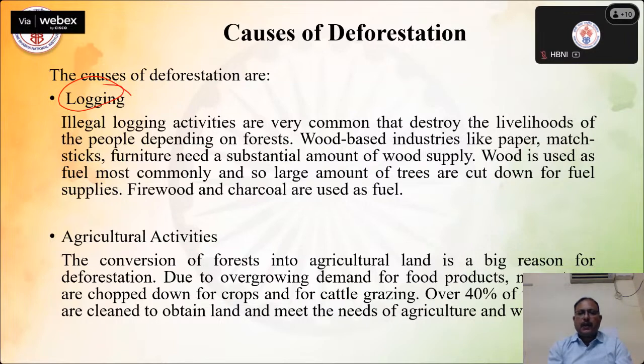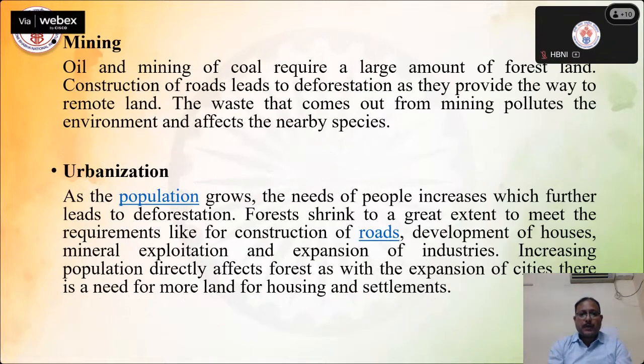Agricultural activities: the conversion of forests into agricultural land is a big reason for deforestation. Due to the growing demand for food products, many trees are chopped down for crops and cattle grazing. Over 40% of forests are cleared to obtain land and meet the needs of agriculture. So agricultural activities are a big contributor, along with logging, to deforestation.